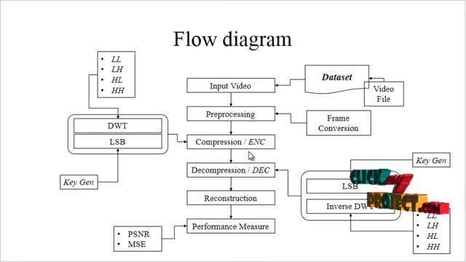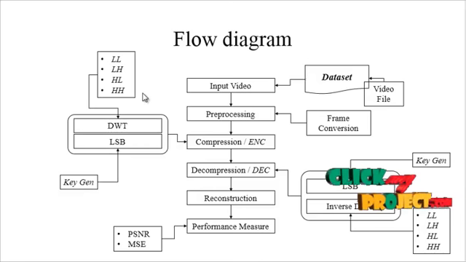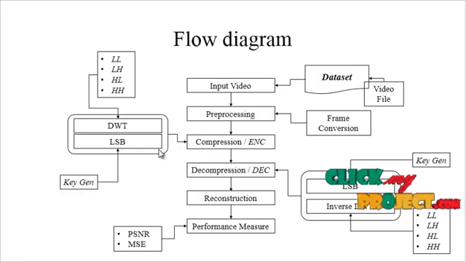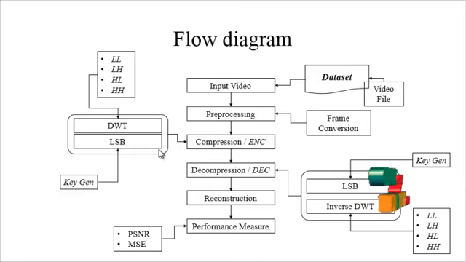The compression and encryption will be done together. Compression is done using wavelets, that is the DWT, the discrete wavelet transform. The output of the DWT is four kinds of wavelet images: low frequency, high frequency, low frequency and high frequency images. After compressing the data, we have to encrypt the image using the LSB algorithm, that is the least significant bit. Here we have to give the key value as an input for the LSB.